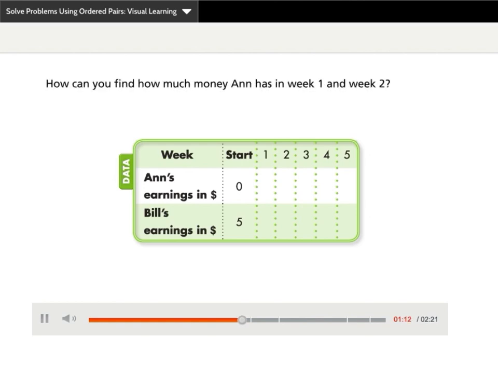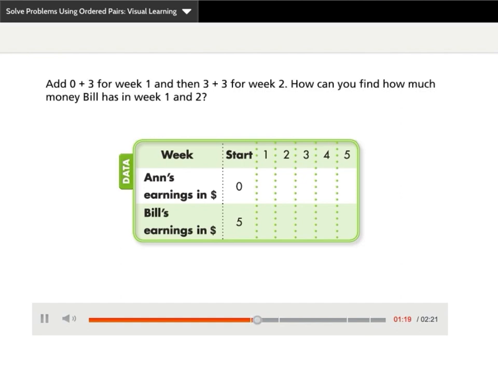How can you find how much money Ann has in week 1 and week 2? Add 0 plus 3 for week 1 and then 3 plus 3 for week 2. How can you find how much money Bill has in week 1 and 2?